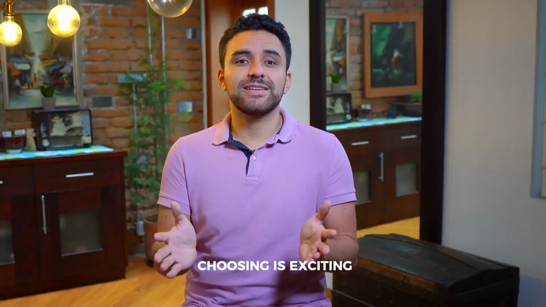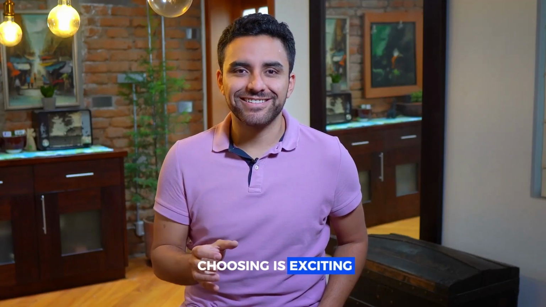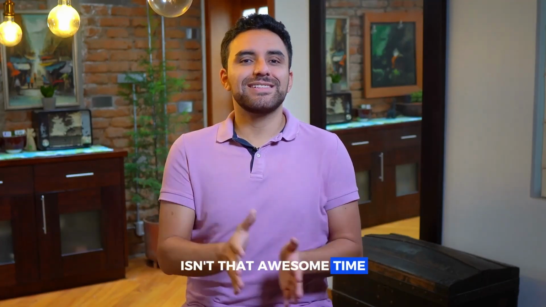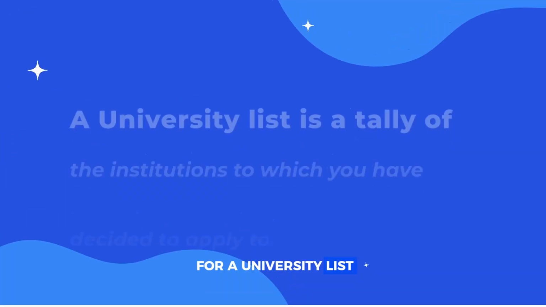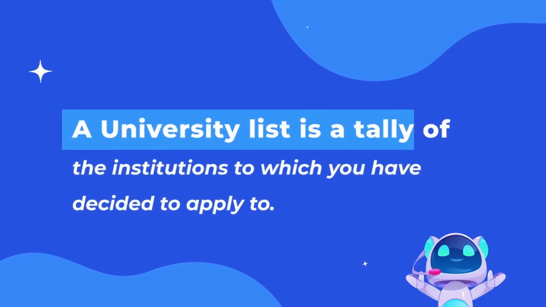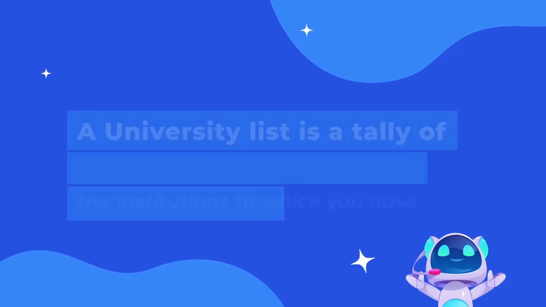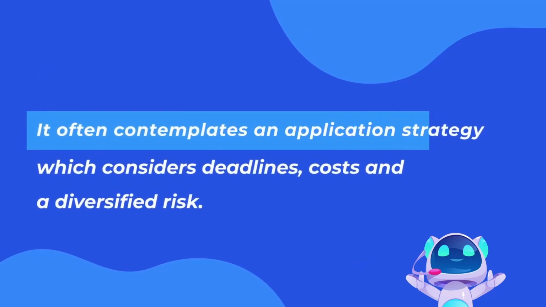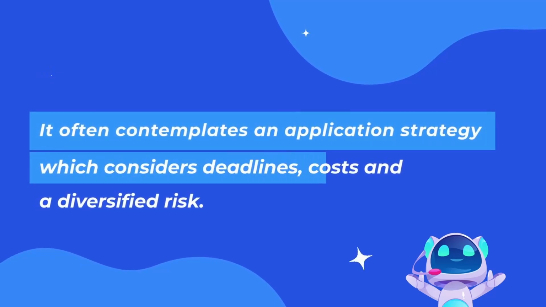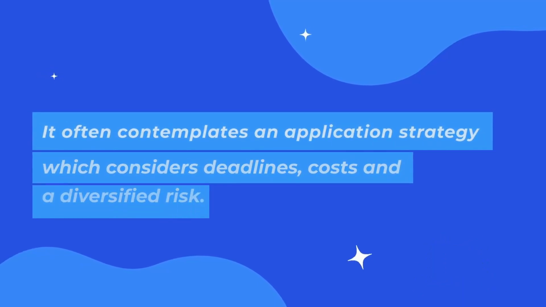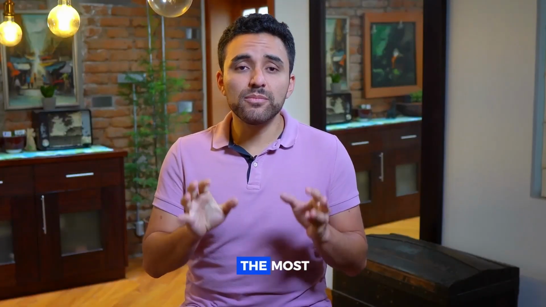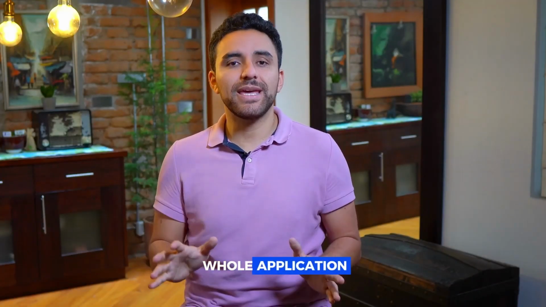And to be honest, choosing is exciting. Isn't that awesome? Time for a university list. A university list is a tally of the institutions to which you have decided to apply. It often contemplates an application strategy which considers deadlines, costs, and a diversified risk. This is one of the most important tools of your whole application.